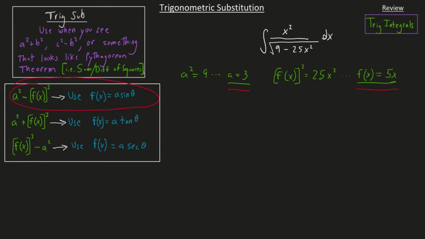So implementing the substitution choice the table tells me to make, that's going to be my f of x, 5x, is equal to a, 3 times the sine of theta. And of course I can get x by itself. So this is kind of like u substitution, except that I don't have to stress a lot about how to make my u choice. I just follow the table to make my choice.